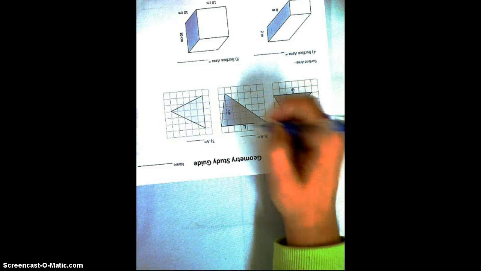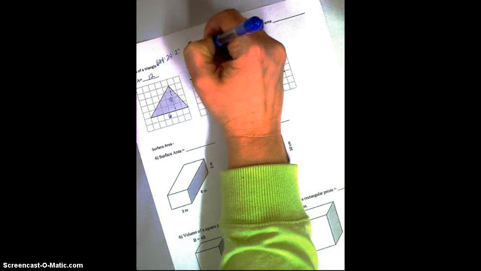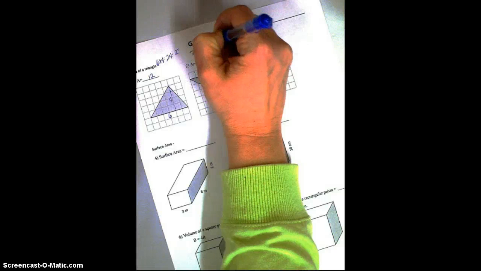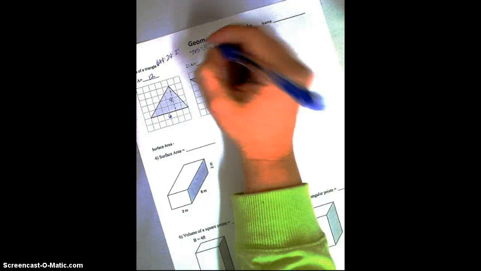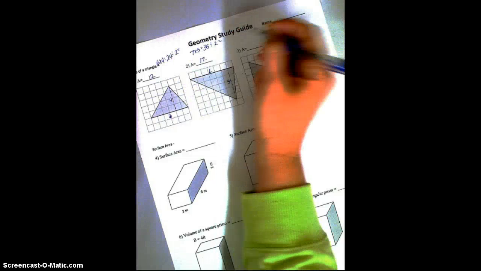7 times 5 is 35. And then you need to divide that by 2, and you'd get 17.5, however you want to phrase that.